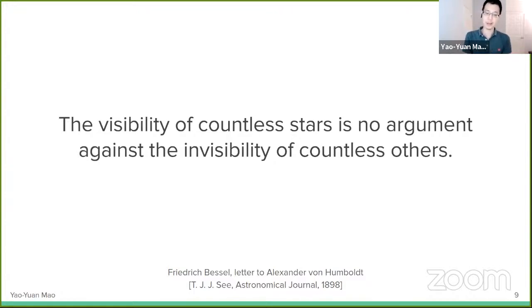And so Friedrich Bessel proposed maybe there's a companion star that is too faint to be seen. So you have a brighter star and you have a very faint star that is nearby. And because of gravitational effects, these 2 stars are orbiting each other. And that's why you see a small wobbling of the brightest star, even though you cannot see the fainter one. And it turns out this quote actually applies very well to how we discovered dark matter.